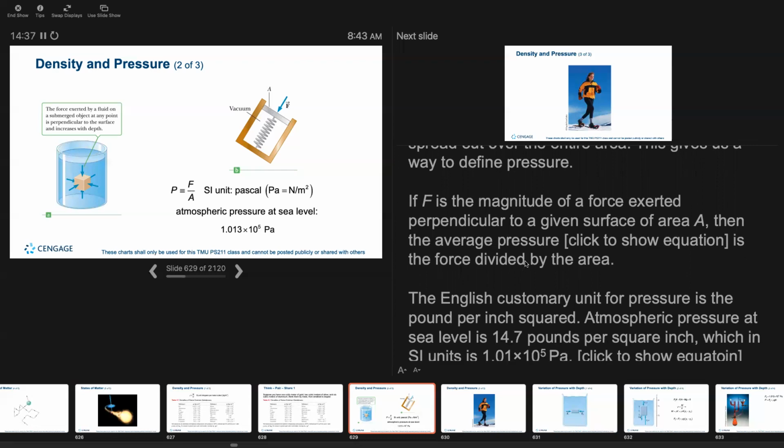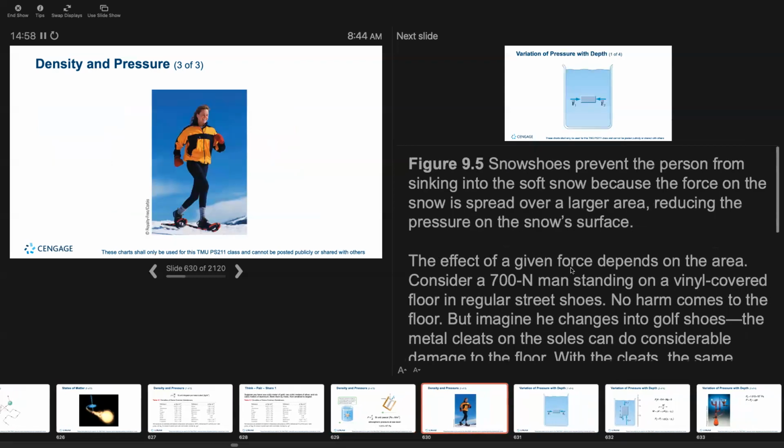The English customary unit for pressure is the pound per square inch. Atmospheric pressure at sea level is 14.7 pounds per square inch, which in SI units is 1.01 times 10 to the 5. And so that's the SI measurement for that.